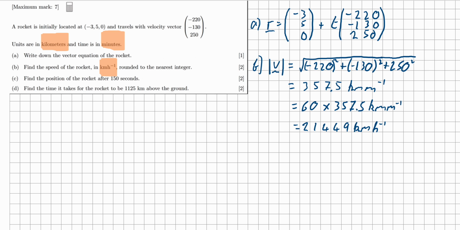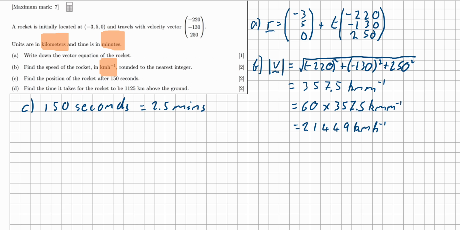All right, so they're making sure that we're converting properly. So let's go over to here. I know I said don't go all over the place, but space is at a premium. I suppose really I should have gone down here. Anyway, never mind. Don't judge me. So C, find the position of the rocket after 150 seconds. Well, again, we look at the initial question. This is all in kilometers per minute. We're in seconds, so we have to say, okay, 150 seconds, how many times does 60 go into that? Equals 2.5 mins.